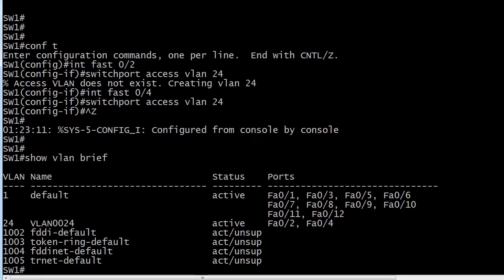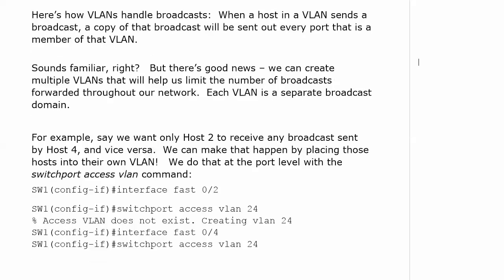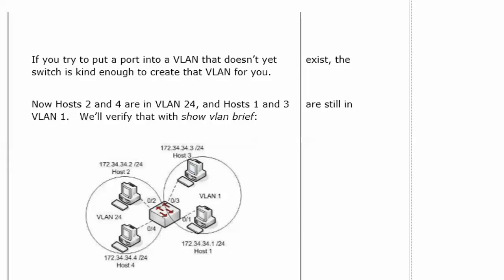Notice that the 2 ports that we just put in that VLAN, 2 and 4, they were in VLAN 1. Now they're over in VLAN 24, which is exactly what we wanted. So here's what we have now, and I apologize for the extra line here. No charge for that. Now, hosts 2 and 4 are in VLAN 24. Hosts 1 and 3 are still in VLAN 1, and we just verified that with show VLAN brief.